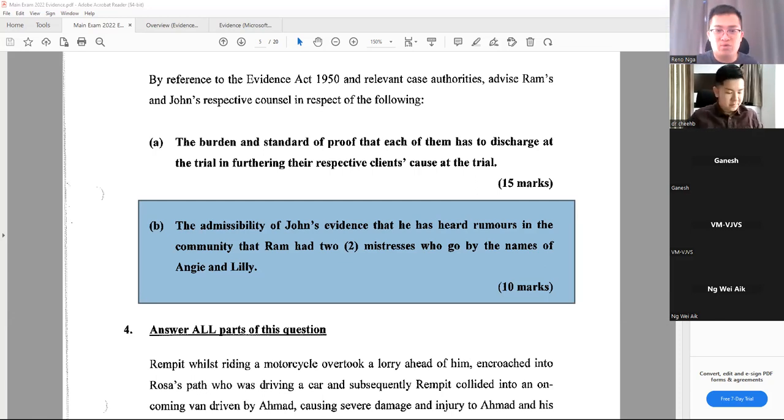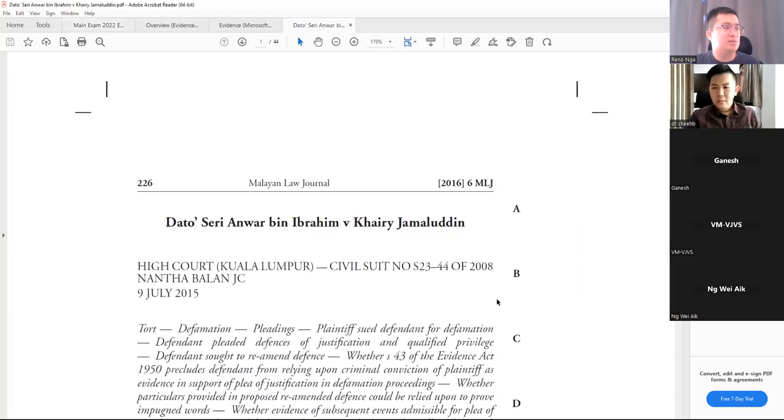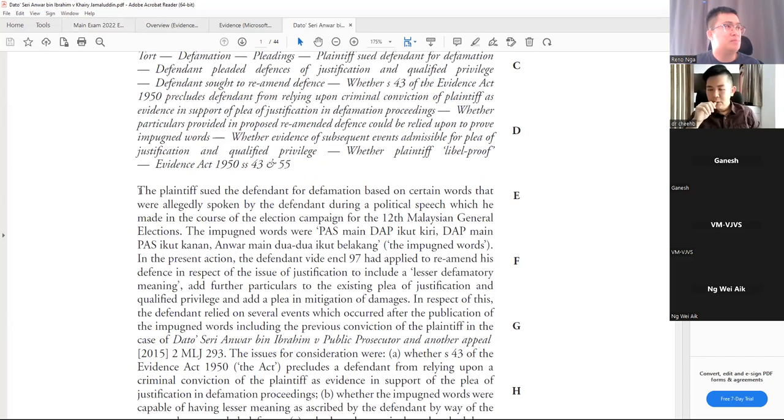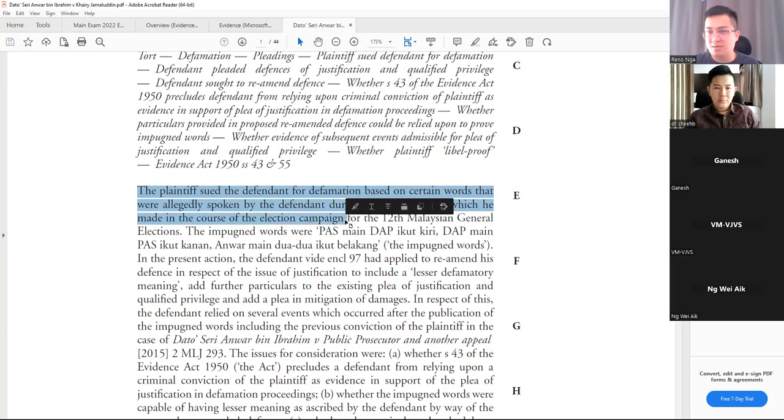Okay, since we end this thing already, let me share with you about our Dr. Sri Anhua case. So basically in this case, same thing happened. The plaintiff sued the defendant for defamation based on certain words that were allegedly spoken by the defendant during the political speech, which he made in the course of election campaign. See? Similar, right? Let me highlight.